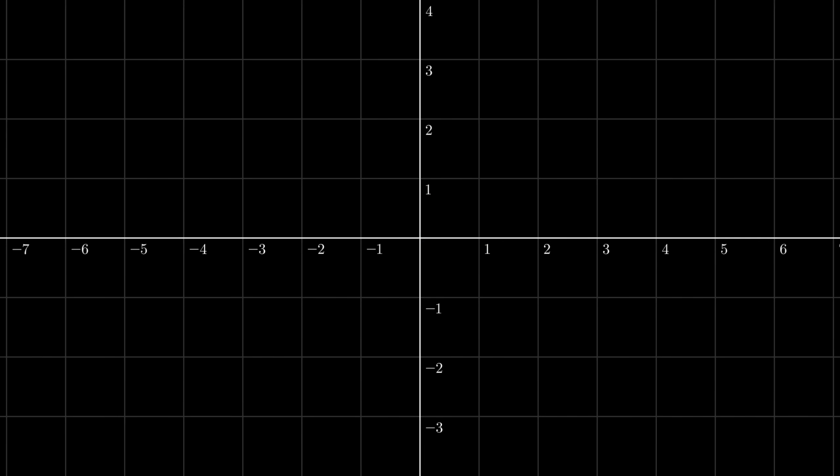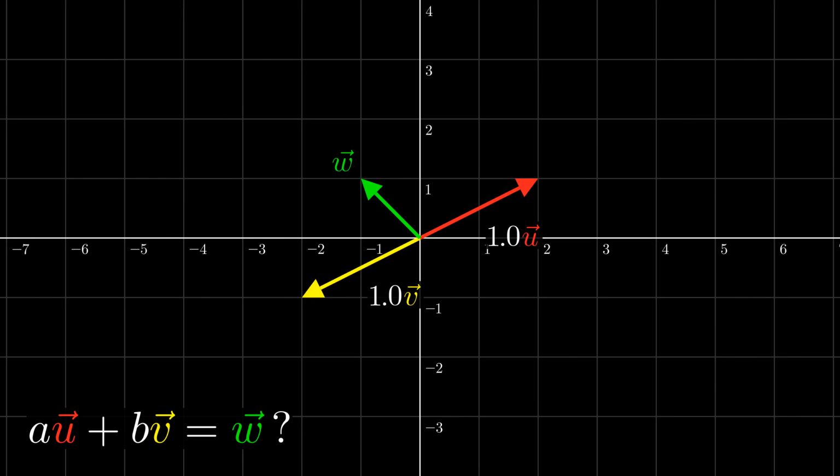Let's do one more of these. How about these vectors? What vectors can we reach from these two vectors? See if you can write this vector as some combination of u and v. Try to figure this out before continuing.